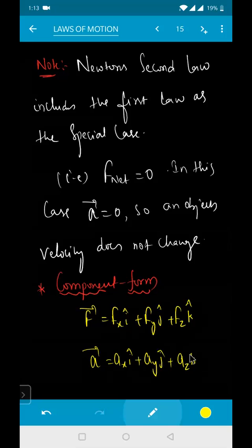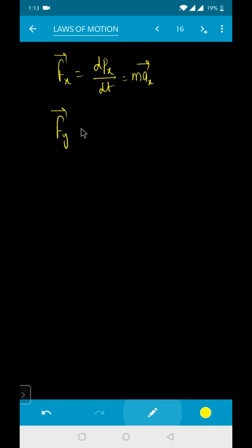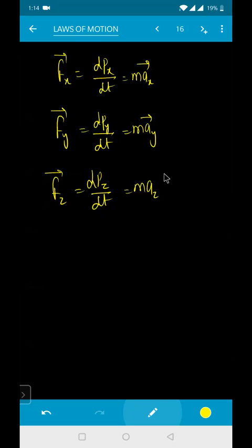So I can write now for the relation, force along your x-axis, Fx will be equal to your momentum, that is dpx by dt, that will be equal to mass into acceleration along the x-axis. Force along y-axis, Fy is equal to momentum along y-axis, dpy by dt, is equal to m into acceleration along the y-axis. In the same way, z-axis, Fz is equal to dpz by dt is equal to m into az. I can write this relation.